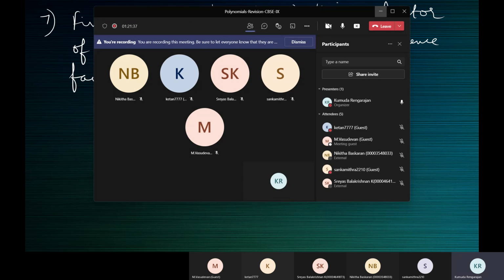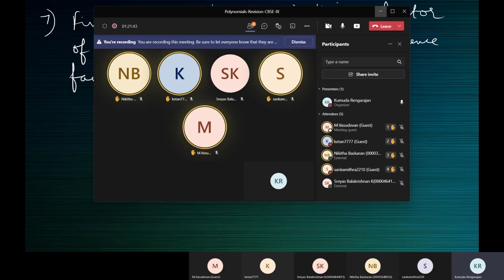Class, use the emoji. Raise your hand. Vasudevan, Arav, Nikita, Sangamitra. Shreyas, are you there? Okay, you're there. All right. Yes, ma'am. Oh, fine.